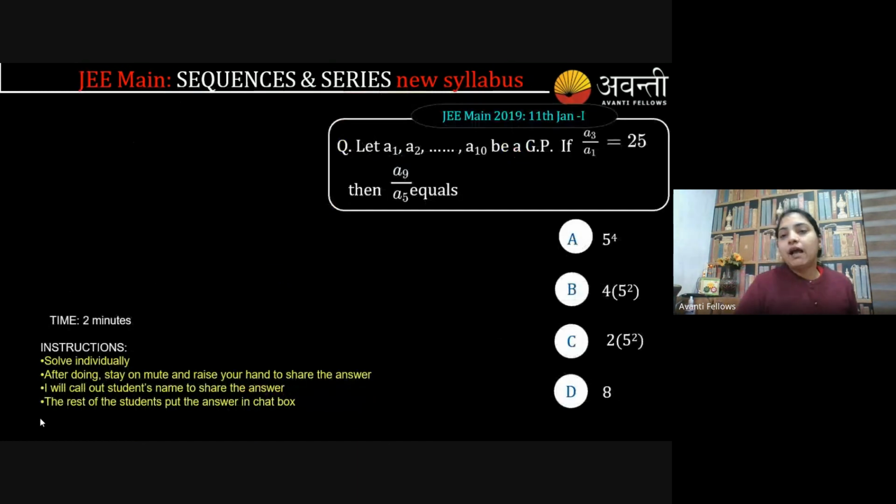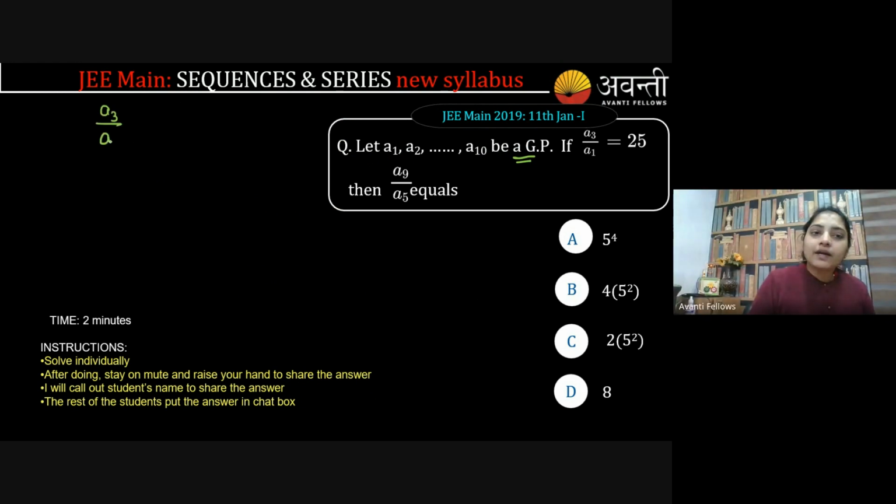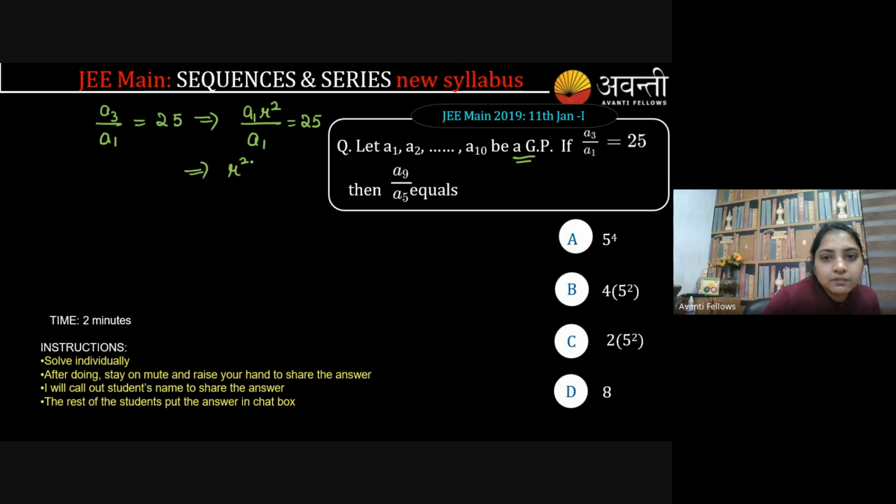So what JEE asked in 2019, just have a look at the first question. A1, A2, A3 up to A10, they are in GP, right everyone? Yes, ma'am. A3 divided by A1 is 25. Can I rewrite A3 as A1 r square divided by A1 is equals to 25? So dear friends, r square will be equals to 25. So r must be equals to plus minus 5. Clear?